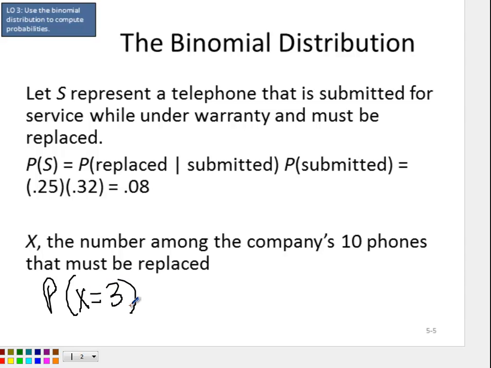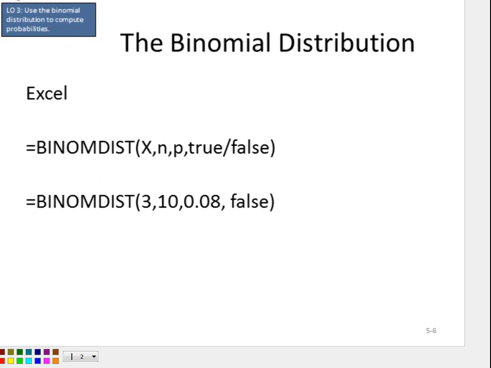If you go back to the problem, it was the last sentence. You can do this by hand, but it takes a lot of work. It's real tedious. Or you can use Excel. And so once again, I'm going to reiterate the binomial function that we use for Excel, and then I'm going to show you what numbers we're going to plug in. So we wanted 3 to be the number of successes out of 10 telephones, so n is 10. The probability is 0.08, and then since we want exactly 3, the probability that x is equal to 3, we have an equal sign, so we're going to put the word false.